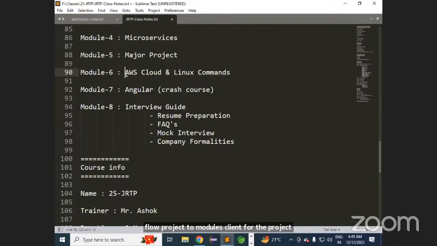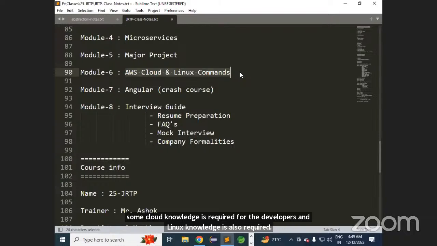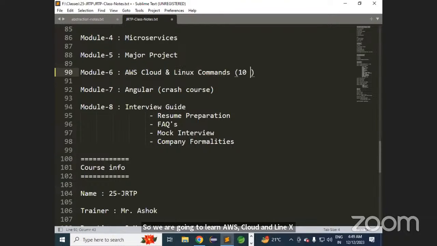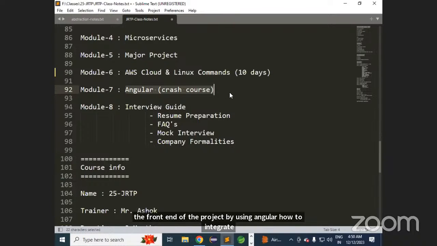Then along with that, some cloud knowledge is required for the developers and Linux knowledge is also required. So we are going to learn AWS cloud and Linux commands. Approximately we are going to learn these concepts for 10 days about the cloud. Not complete AWS cloud, but how much is required for the developers, that we are going to learn as part of this module 6. Then some front-end knowledge. What is Angular? How to develop the front end of the project by using Angular, how to integrate our front end project and back end project, also we are going to learn.